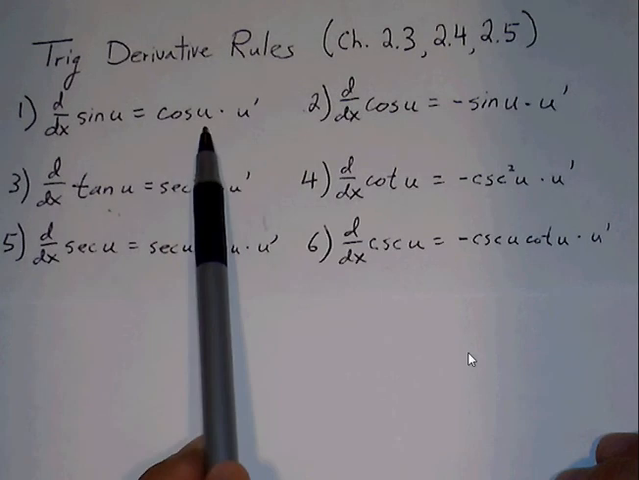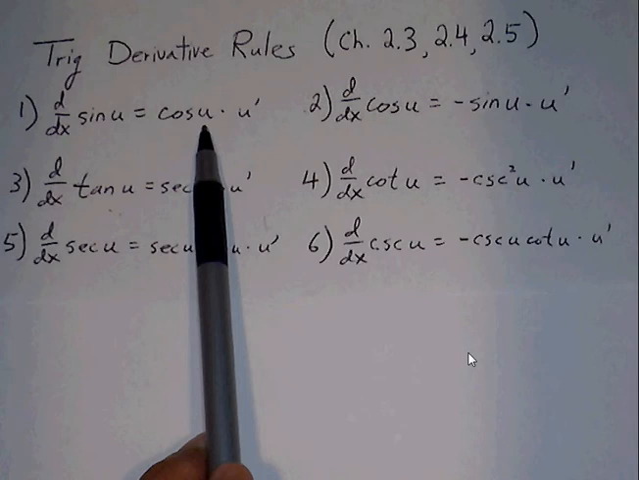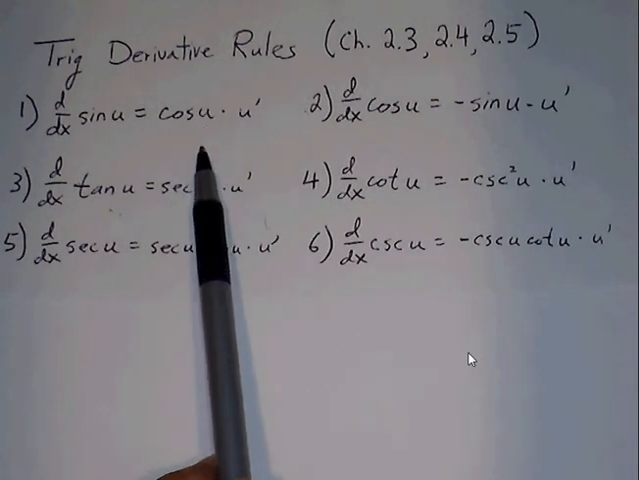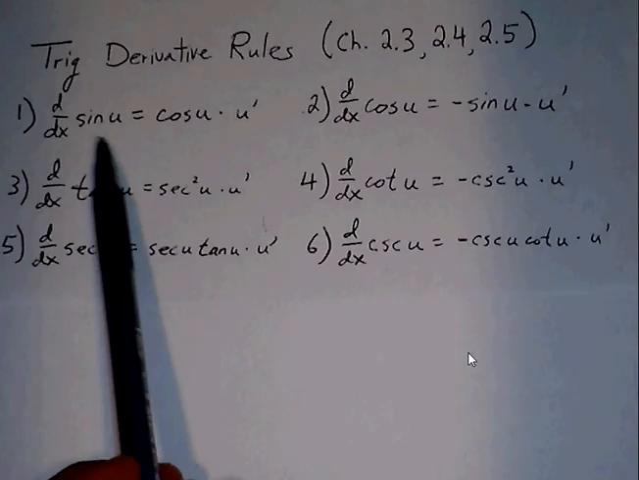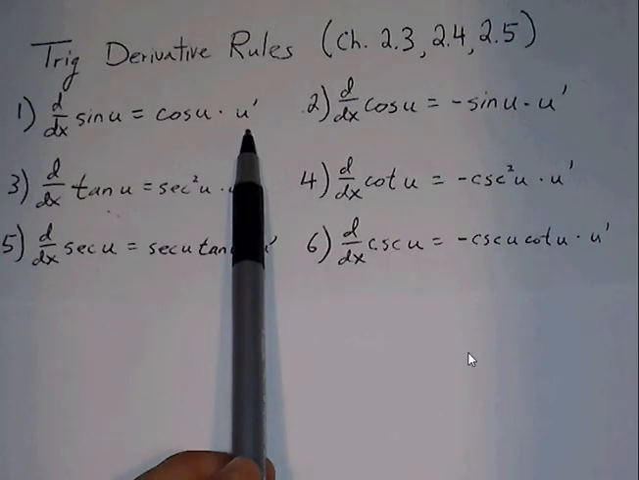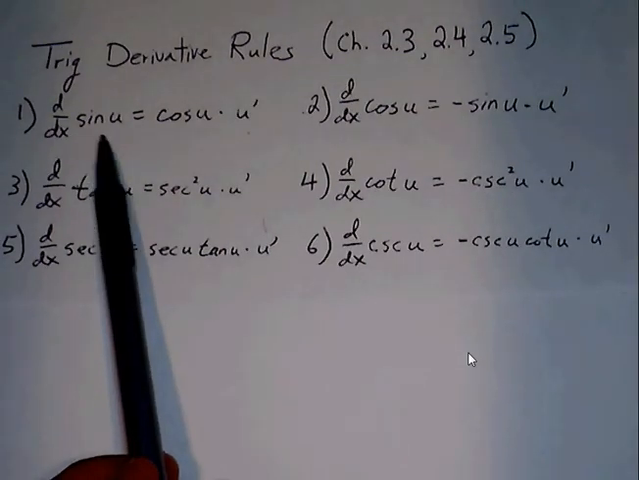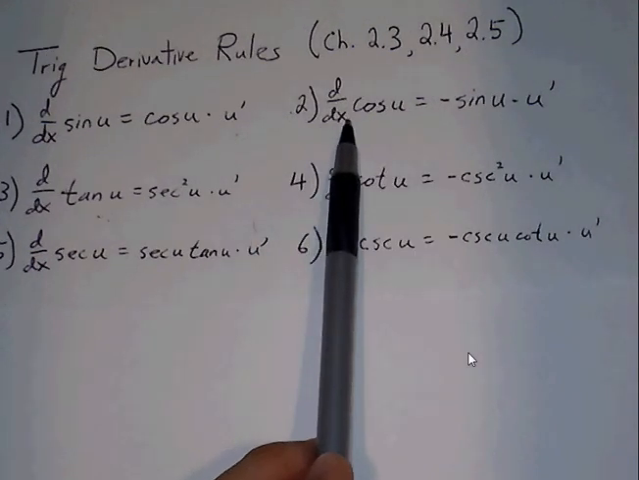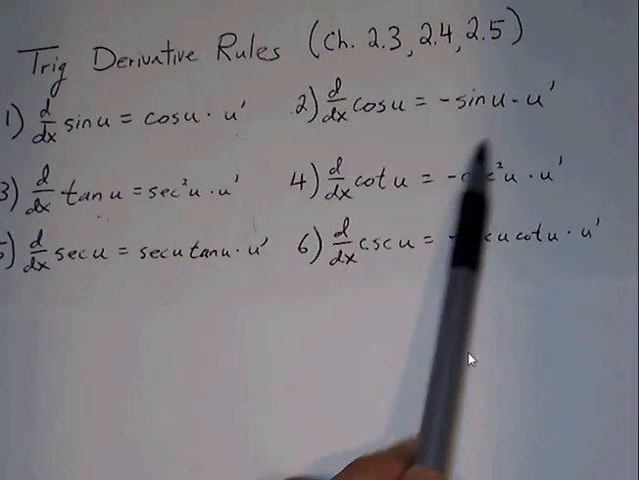Now, I use these variables u to indicate that for most problems, you're going to be seeing a chain rule portion for each of the trig problems. So for right now, I'm just going to attach u prime to each of the functions to indicate the chain rule portion. So the derivative of sine of u is cosine of u times u prime. The derivative of cosine of u is negative sine of u times u prime.